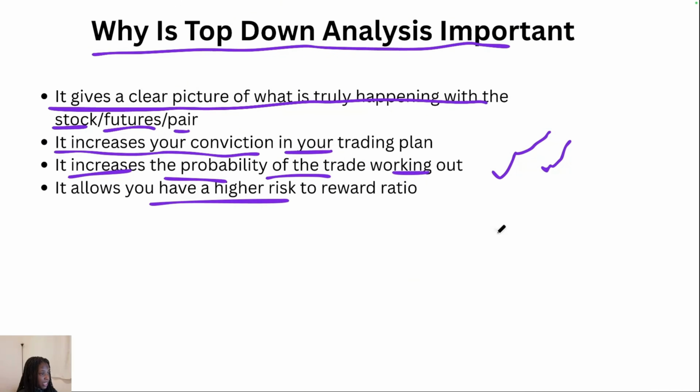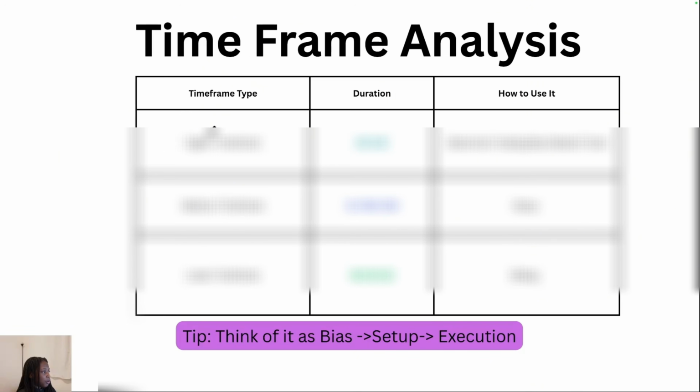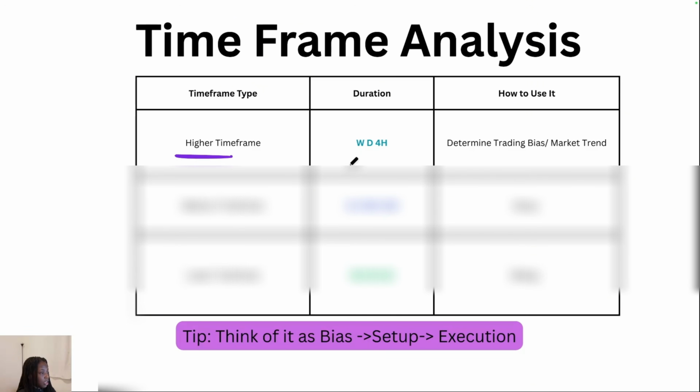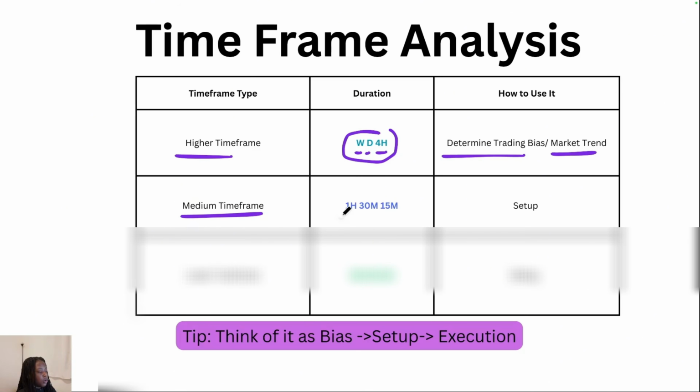Now I'm going to explain the time frames, the durations, and how to use them. So time frame number one is the higher time frame. What I consider the higher time frame is the monthly, although it's not shown here, but the monthly, the weekly, daily, and the 4-hour time frame. What do you use it for? You use these time frames to determine your bias or the overall trend on that asset you're trading.